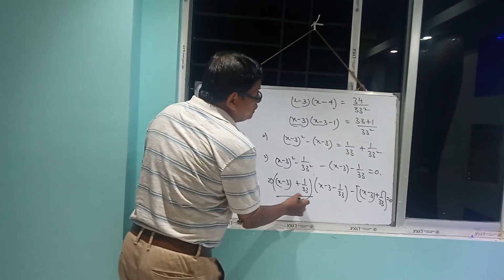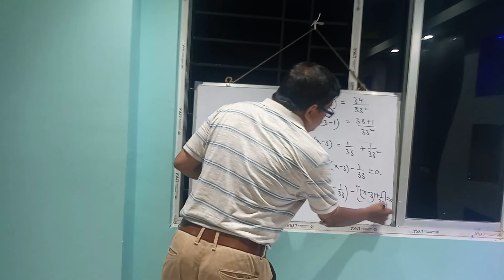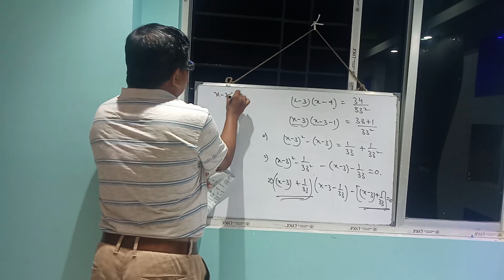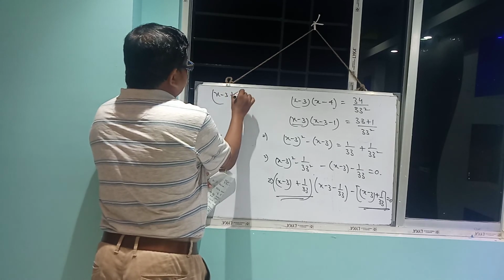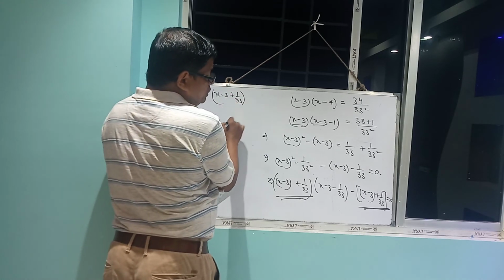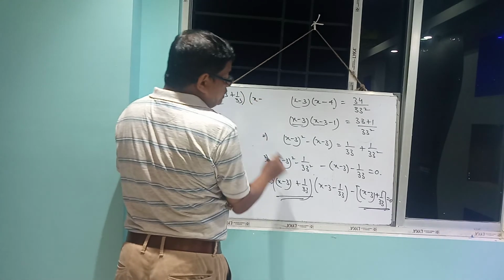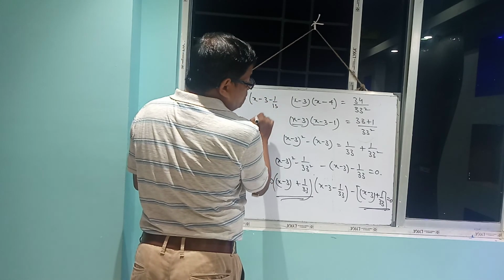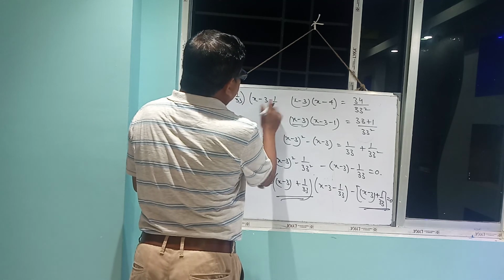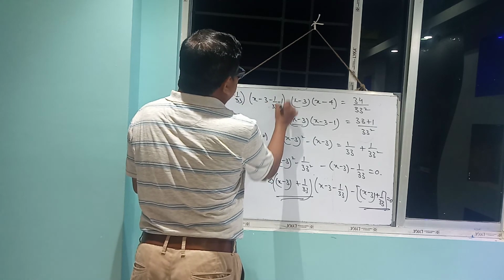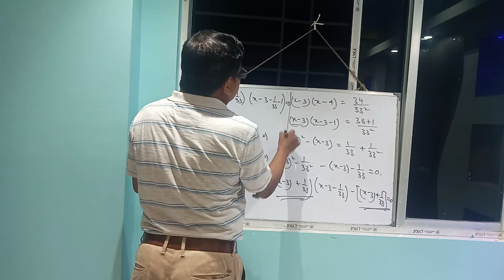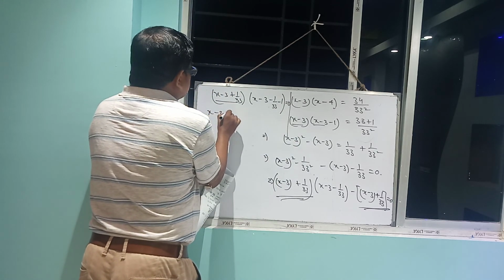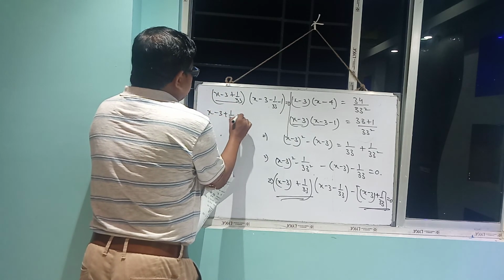Now you see both are the same. Yes, same now. Take common. So (x minus 3 plus 1 by 33) common. So the remaining part is there: (x minus 3 minus 1 by 33) minus 1 equal to 0. So this part will be 0: x minus 3 minus 1 by 33 equal to 0.